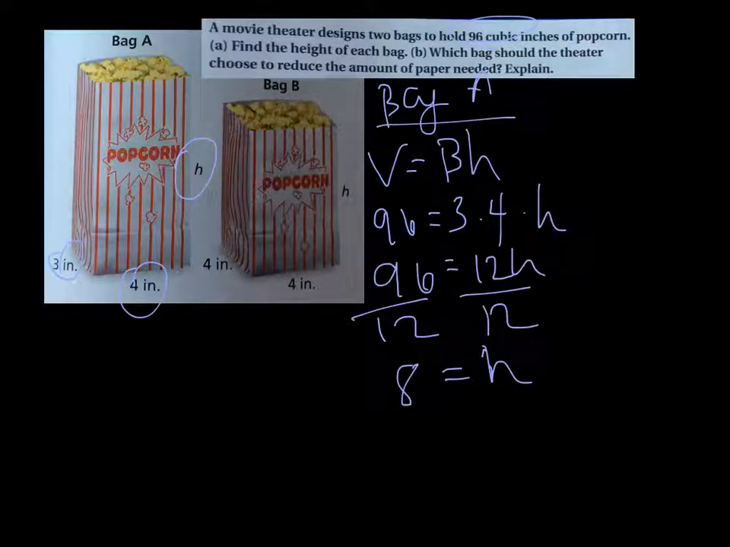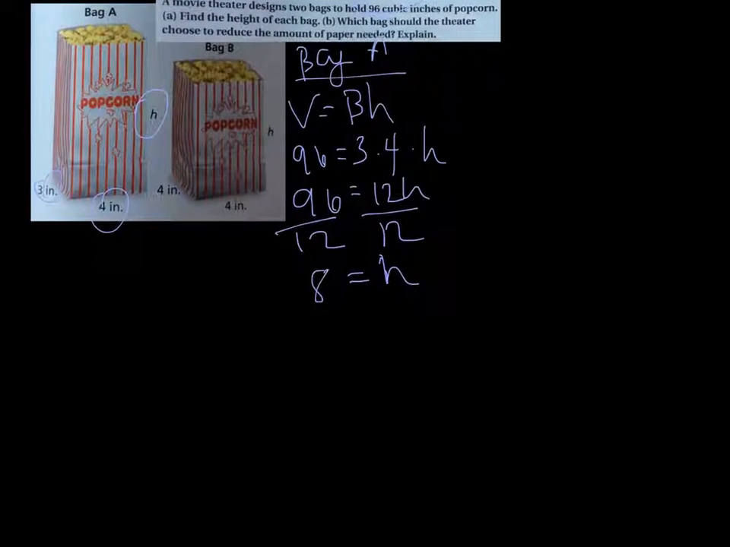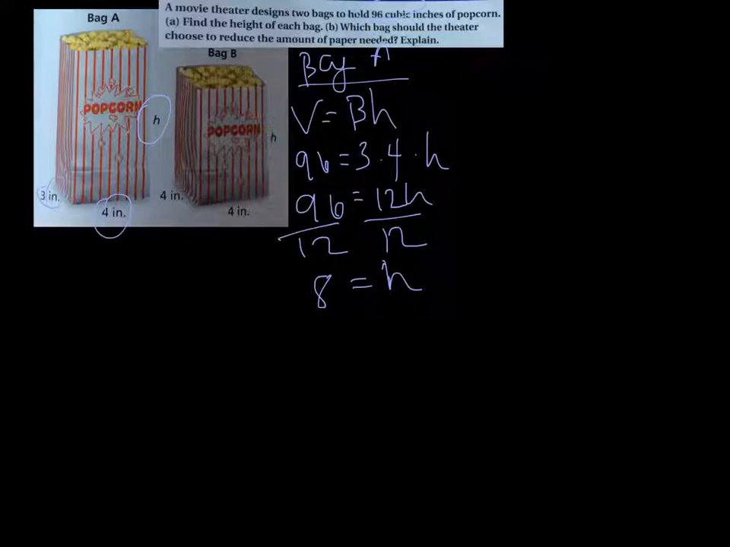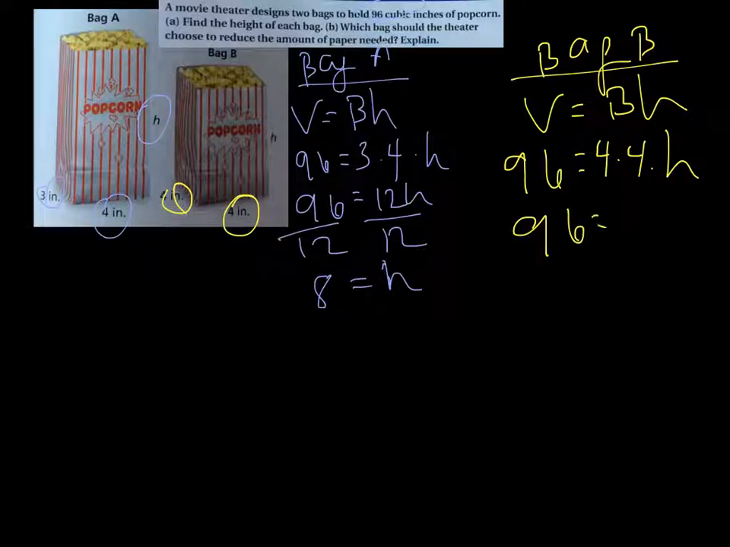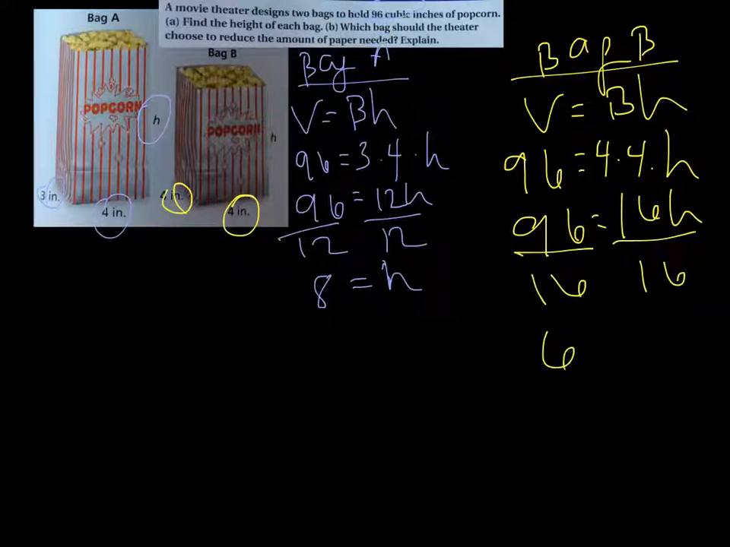So let's try bag B. Over here, we have volume equals area of the base times the height. We have 96 equals this. We have 4 and 4, 4 times 4, and our height is unknown. 96 equals 16 times the height. Divide each side by 16. We get 6 equals the height.